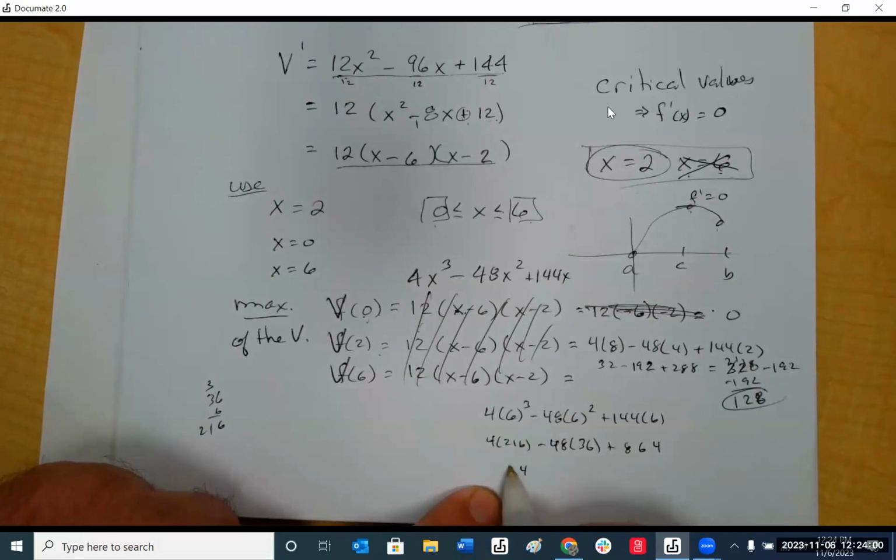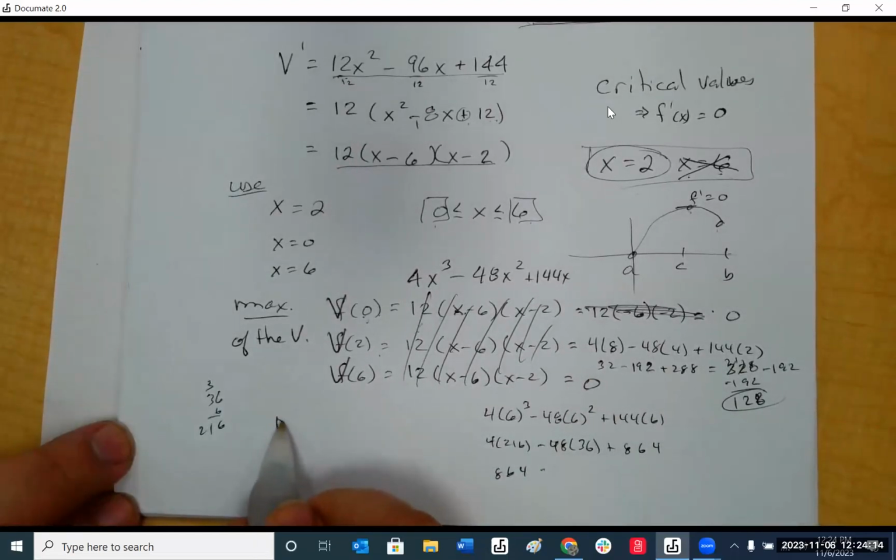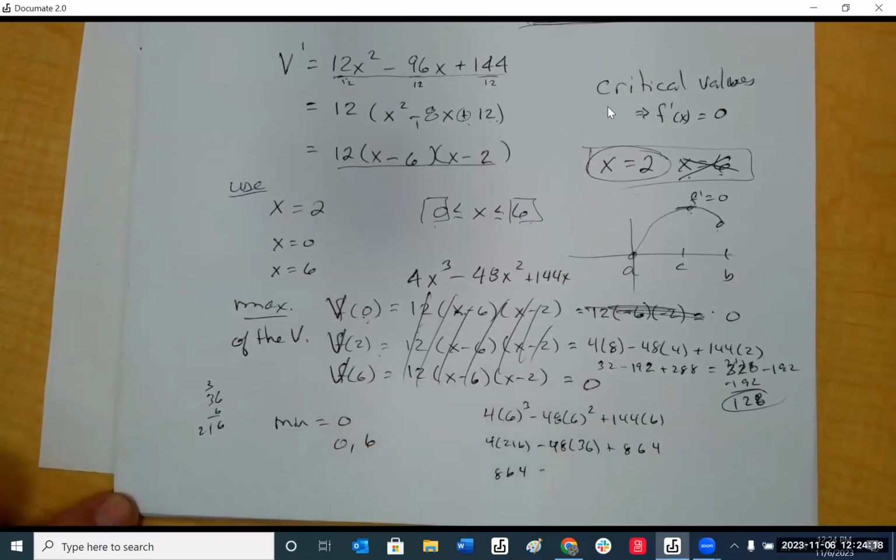That's going to be 0 also. It's gonna be 0. Yeah, that one's going to be 0. Okay, so the minimum is 0. That's at 0 and 6, the endpoints. So the graph will look something like this.